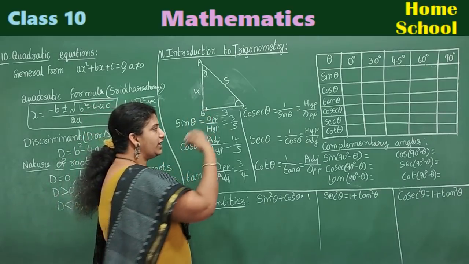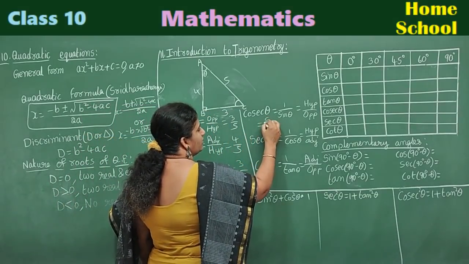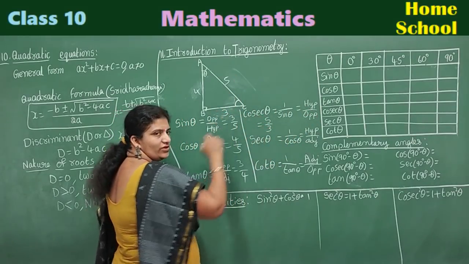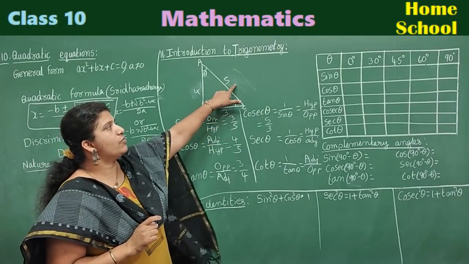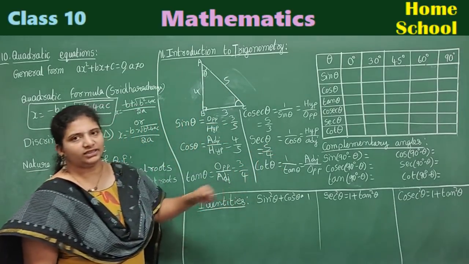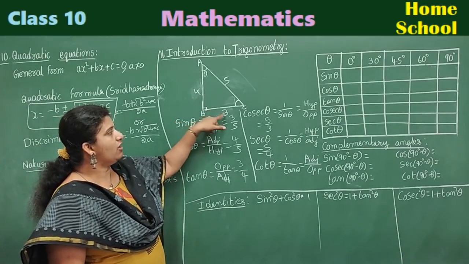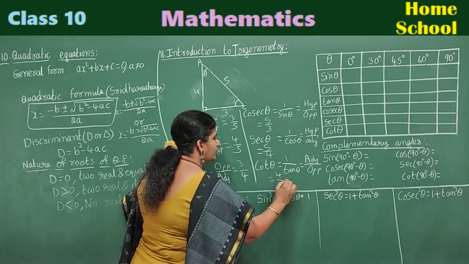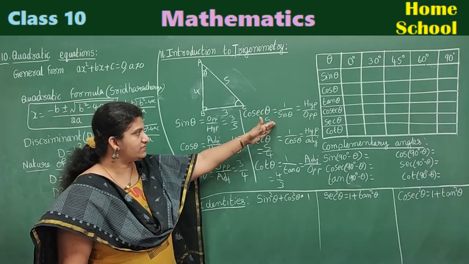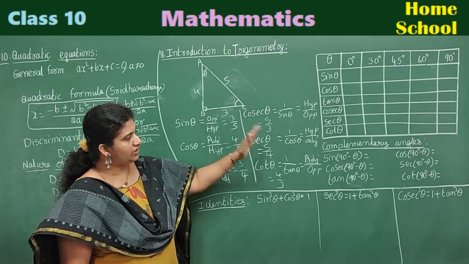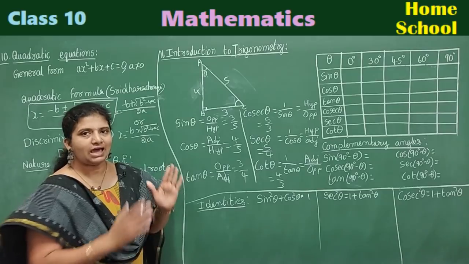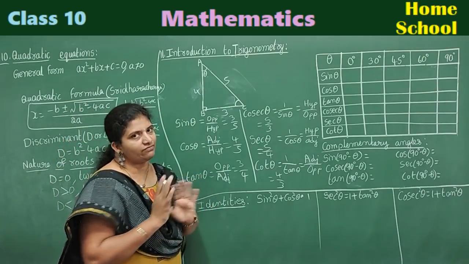Just 5 by 3, you can directly write here, children. Or just look here: cosecant theta is hypotenuse by opposite, 5 by 3. Secant theta, hypotenuse by adjacent, 5 by 4. Cot theta, adjacent by opposite, 4 by 3. Observe here, 3 by 5 reciprocal is 5 by 3, 4 by 5 reciprocal is 5 by 4, 3 by 4 reciprocal is 4 by 3. Understand the 6 ratios carefully.